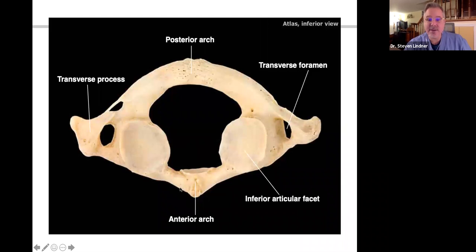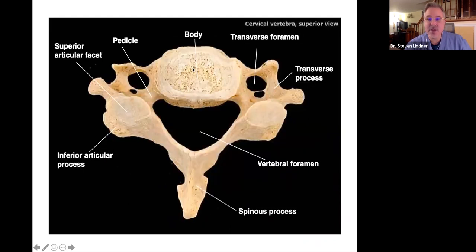Here, the anterior part just had an anterior arc or arch. On the posterior side, there's a posterior arch. But here on the posterior side, there's a spinous process. There is an inferior articular process. This is a superior articulating facet. This is the other superior articulating facet, because it tells us here we're looking at it from the superior view. If you're looking at it from the underside, then it would be the inferior articulating facet.